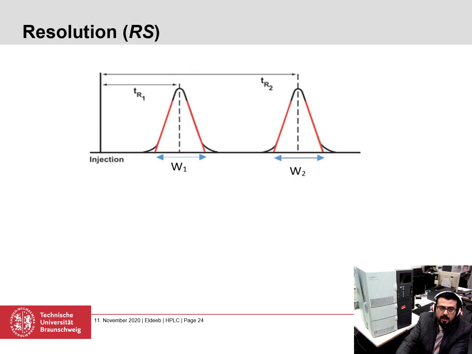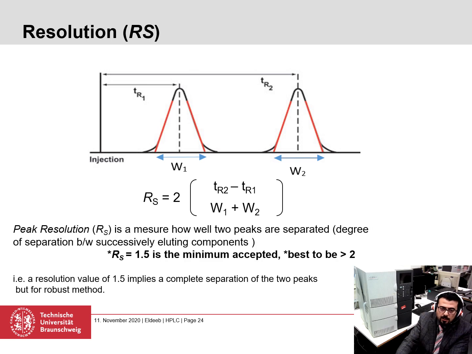Another important parameter to consider in HPLC is called the resolution value, Rs value, and it determines the degree of separation between two adjacent peaks and is usually calculated according to the following equations, considering the retention time and width between two adjacent peaks. A minimum value of 1.5 is required for full resolution between two peaks, but a value of 2 or more is preferred for robust method.